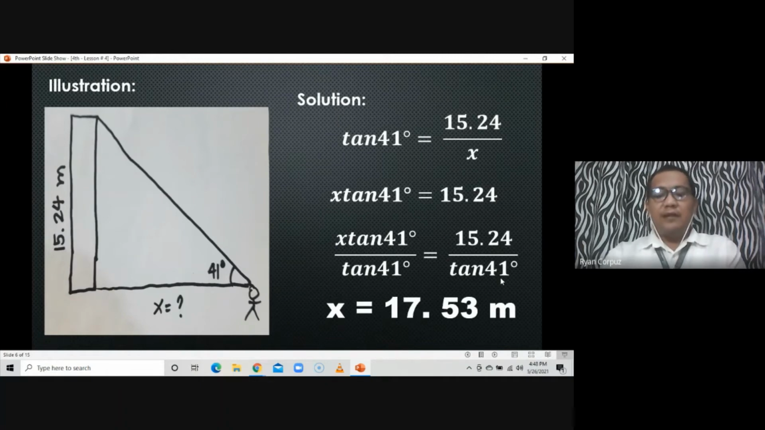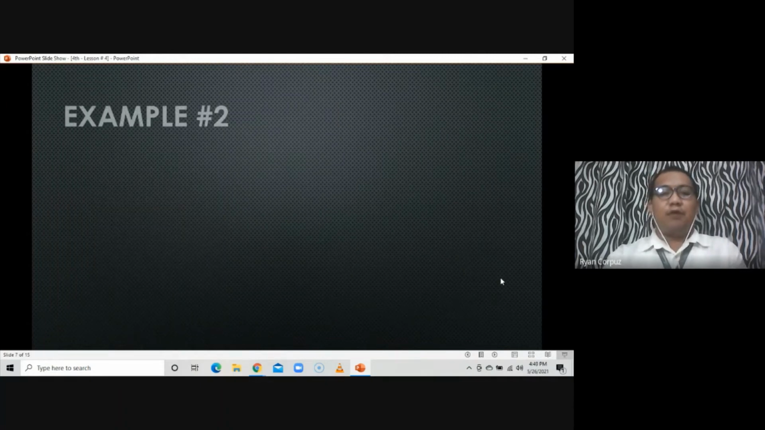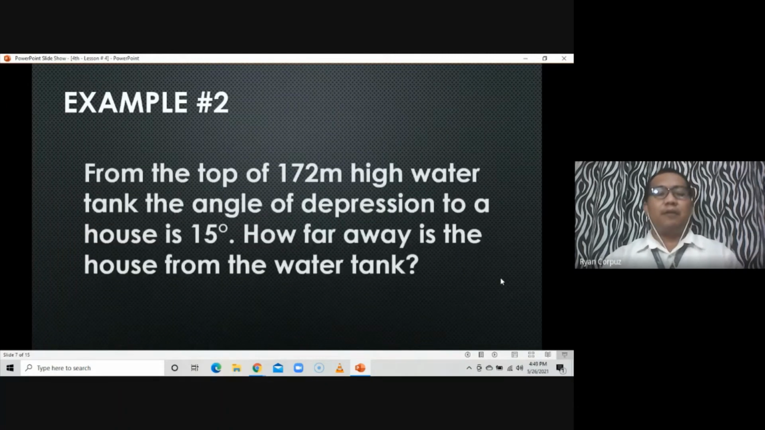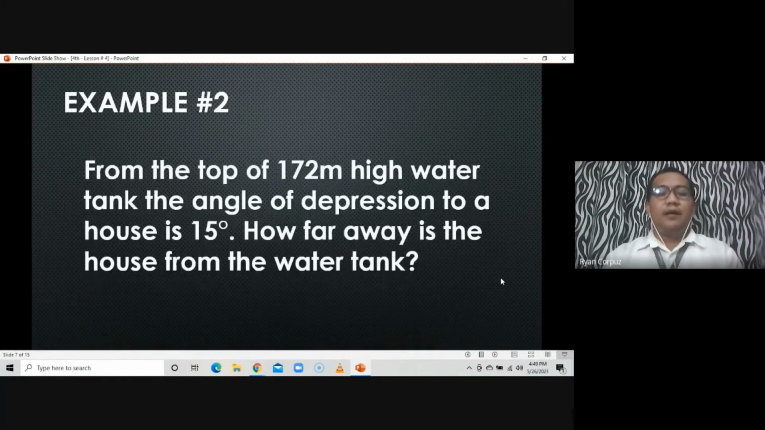So, if not yet, let's try another example. Let's have example number 2. So, let me read again problem number 2. From the top of a 172-meter high water tank, the angle of depression to a house is 15 degrees. How far is the house from the water tank?